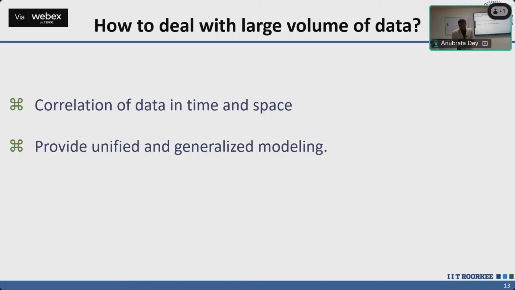It is similar to, let's say, you are doing a PhD and working in some area. When you type something in Google, you will find 300, 400 papers. Now, how to segregate those things? In the same way, this is another big problem for utility. So you have to correlate the data in time and space both, and then provide unified and generalized modeling. There are certain methods in this also, like data mining and so on. So you have to use those methods.